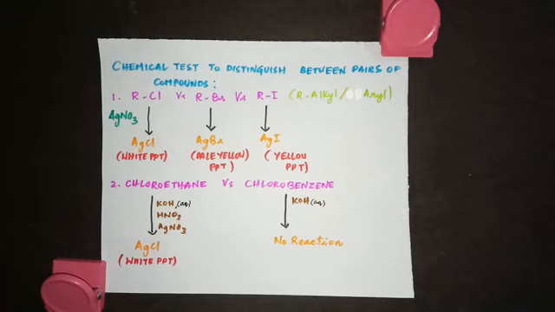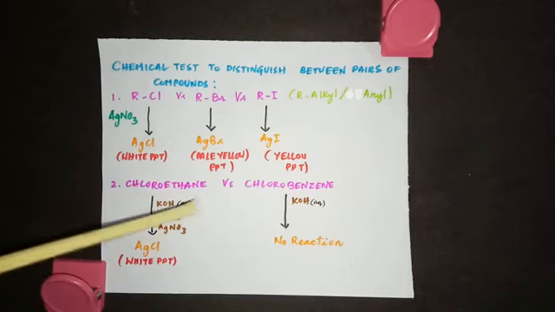Now look at the second one. How will you distinguish between chloroethane and chlorobenzene? What is the formula for chloroethane? CH3CH2Cl. What is the formula for chlorobenzene? C6H5Cl. So how will you distinguish between these two compounds? If you treat chloroethane with aqueous potassium hydroxide, and then HNO3 followed by AgNO3, you will get AgCl, which is a white precipitate. In the case of chloroethane, if you get a white precipitate, then that is chloroethane.